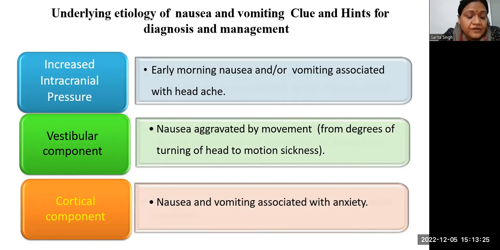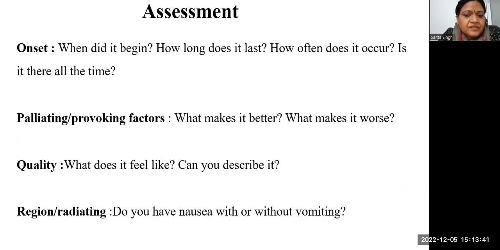So these are the important features by which you can reach the origin of the cause of the vomiting. When you find the cause of the vomiting, you can treat the patient very well. Next slide.